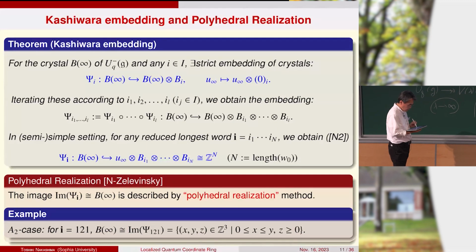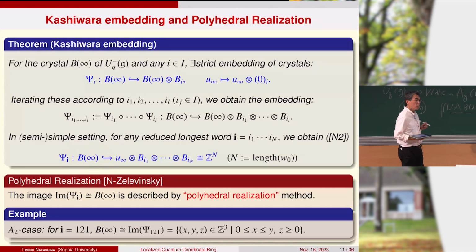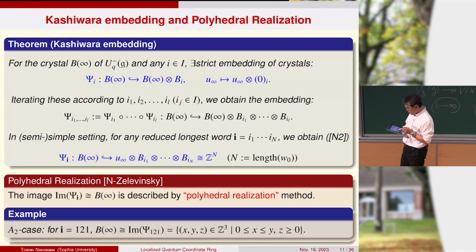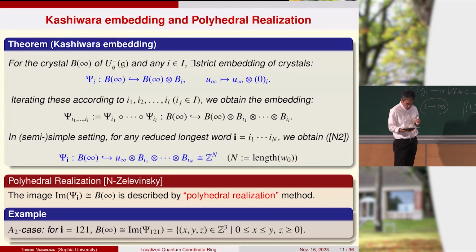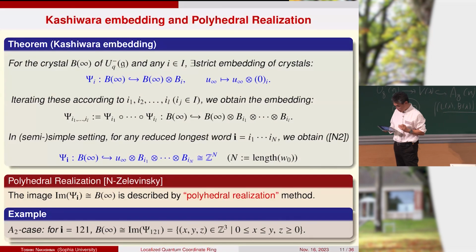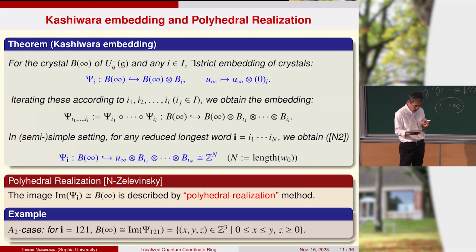Then if we have the image of this embedding, this is isomorphic to B of infinity. So this one is the so-called polyhedral realization. This is done by myself and Andrei Zelevinsky. For example, in the type A2 case, SL3 case, we take the longest element with the reduced expression 1, 2, 1. Then the image is described like this. Here are three entries from Z^3, and it is defined by the following inequalities.